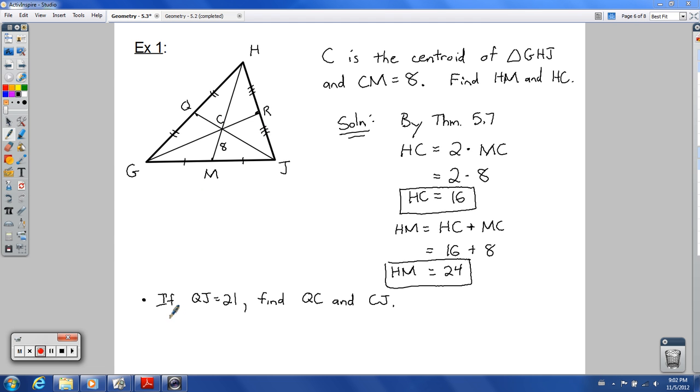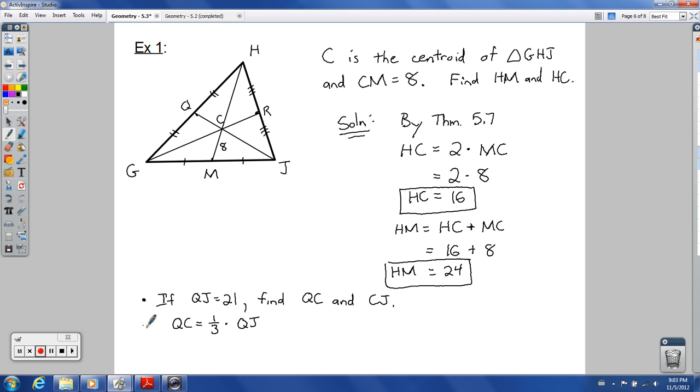But let's look at the book now. So the book writes it in a slightly different way. It tells you, and we've already said this a few times, that the shorter part is 1/3 of the whole thing and the longer part is 2/3 of the whole thing. So here I'm given the whole thing. This is a little bit different than what I had here. Same idea though, so I can kind of check my answer in the same way at the end. This whole thing is 21. The shorter part is 1/3 of that. So I'm going to say that QC equals 1/3 times the whole thing, QJ.